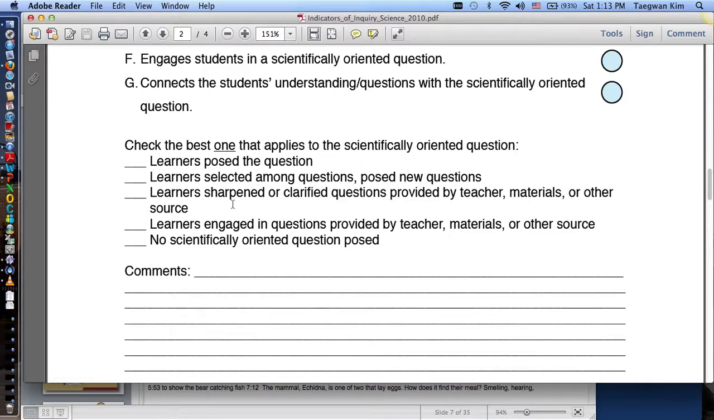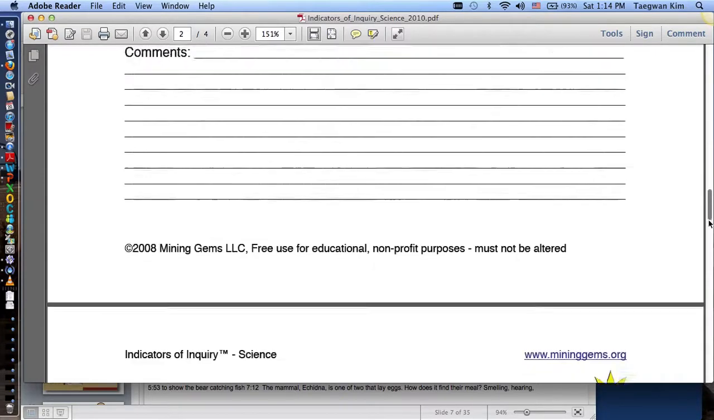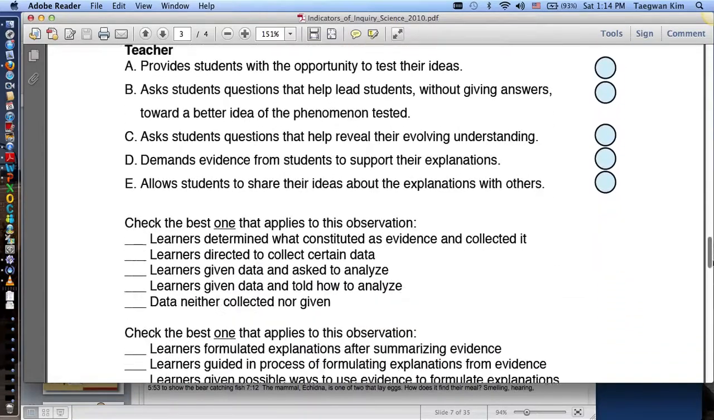Learners sharpen or clarify questions provided by teacher, materials or other source. Learners engage in questions provided by teacher, materials or other source. No scientifically oriented question posed. So these are just the indicators, so you better check. Maybe no scientifically oriented question posed. This one is not improved in inquiry. Okay. Other inquiry indicators I can show.